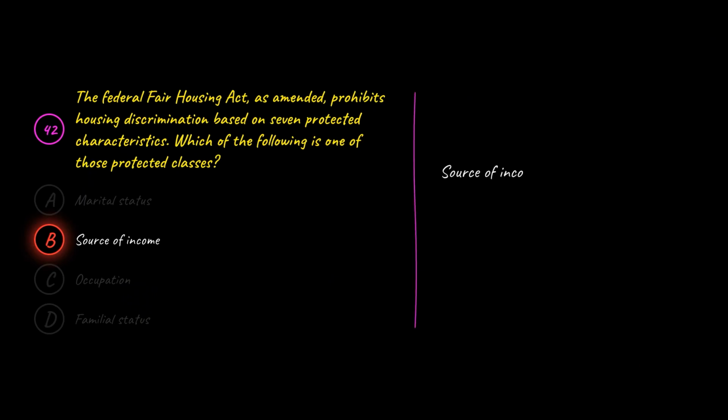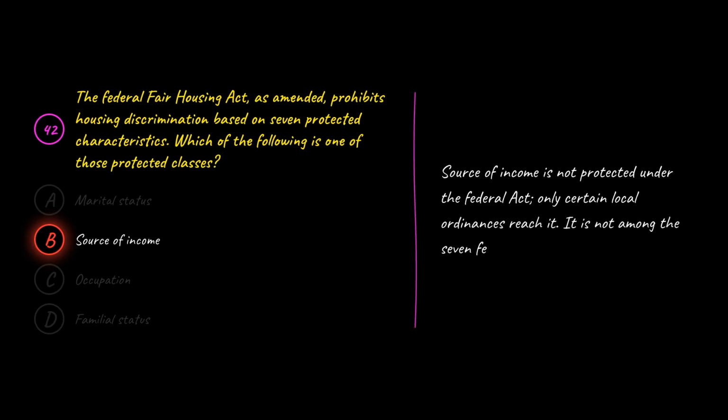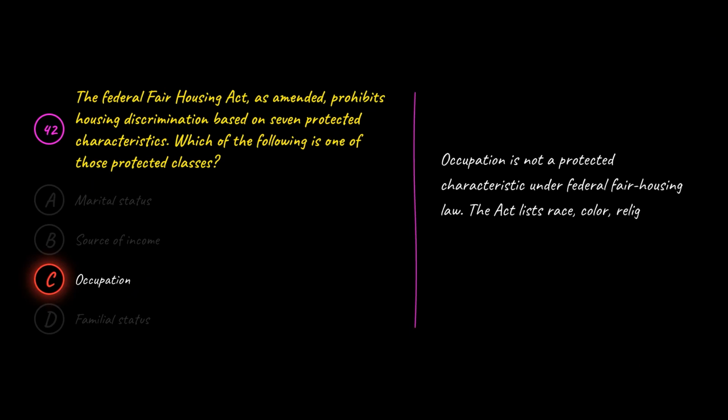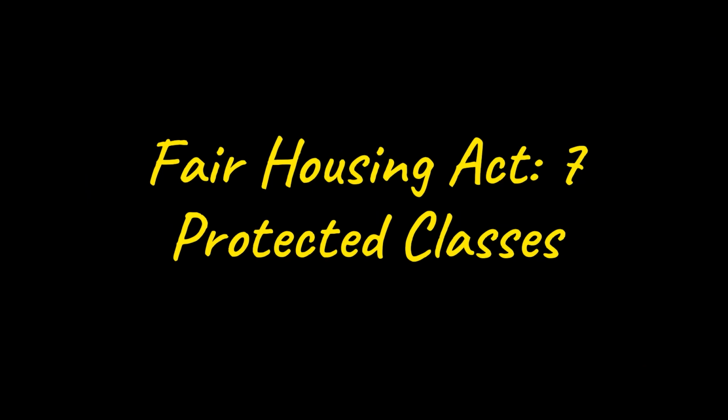B is wrong because source of income is not protected under the Federal Act. Only certain local ordinances reach it. It is not among the 7 federal classes. C is wrong because occupation is not a protected characteristic under federal fair housing law. The Act lists race, color, religion, national origin, sex, familial status, and disability. The Federal Fair Housing Act prohibits housing discrimination based on 7 specific protected characteristics. Understanding exactly which 7 classes are covered and which are not is essential for fair housing practice.